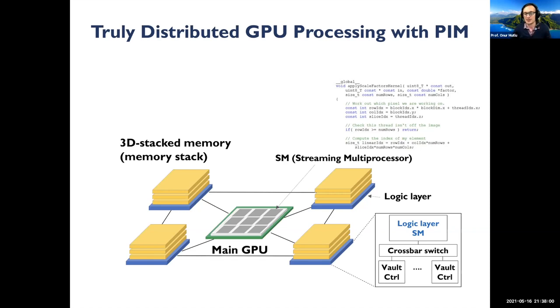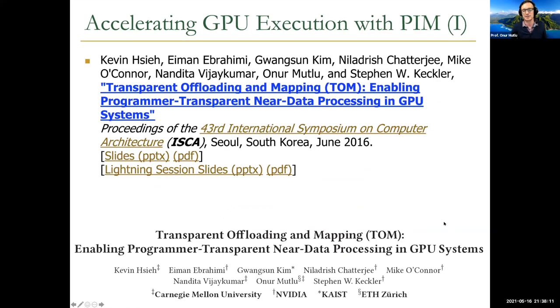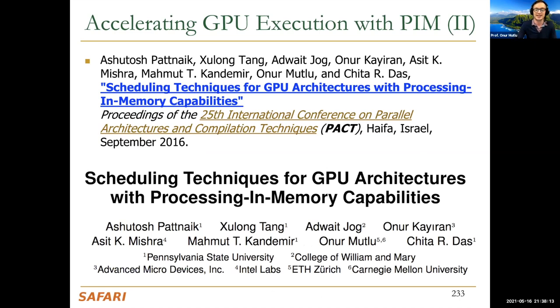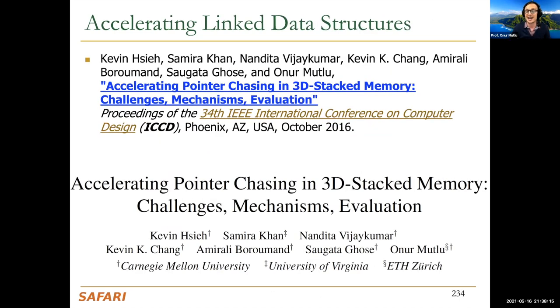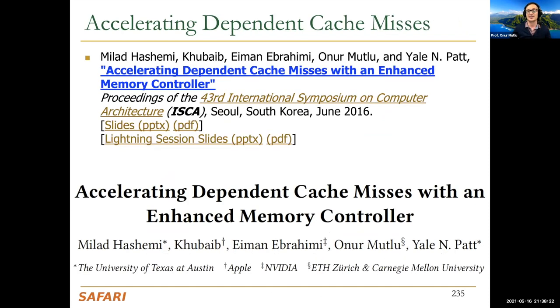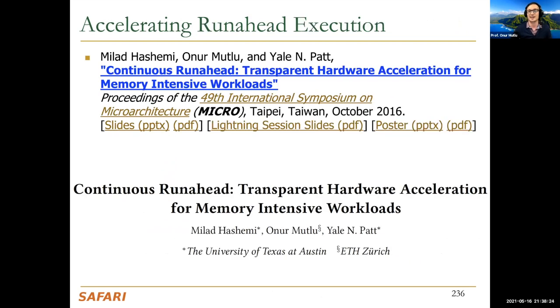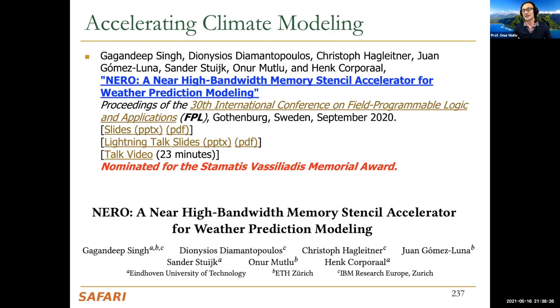Okay, so let me give you a quick overview of some other works. Basically, I think GPUs are also bottlenecked by memory, and we've been looking at how to do processing in memory with GPUs together with NVIDIA in this particular paper, but also without NVIDIA, with AMD. We've been looking at accelerating pointer chasing in linked data structures, which turns out to be very memory latency bound. Accelerating dependent cache misses, which is similar. Accelerating prefetching mechanisms.